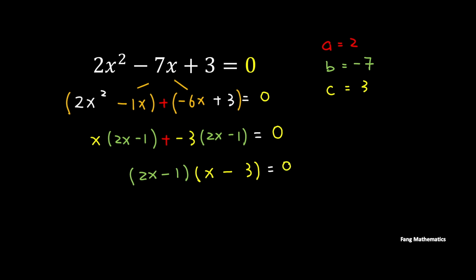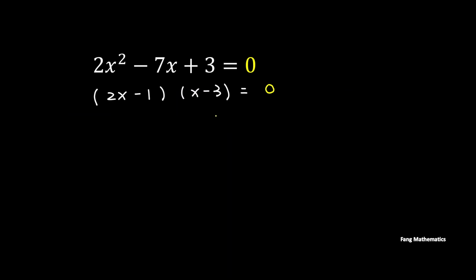And we are to apply the Null Factor Law to solve for x. We should now look at the Null Factor Law. On the right, you have 0, while on the left, you have the product of two factors that equals to 0. So we are to break the two factors apart. So 2x minus 1 and x minus 3. And since their product equals to 0, we are to equate each factor to 0.